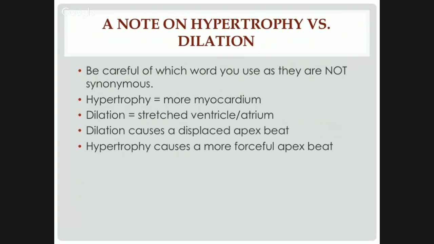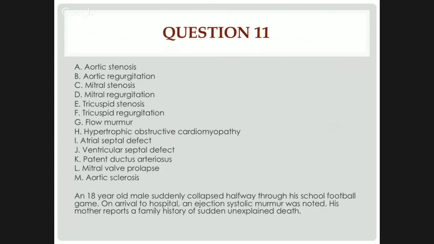So dilatation will cause cardiomegaly. So the heart, the apex beat moves across. Hypertrophy will cause a more forceful beat because the heart's beating harder. Does that difference make sense? So don't use them interchangeably. Someone will pick you up on it and give you basically this lecture, but a more protracted course.